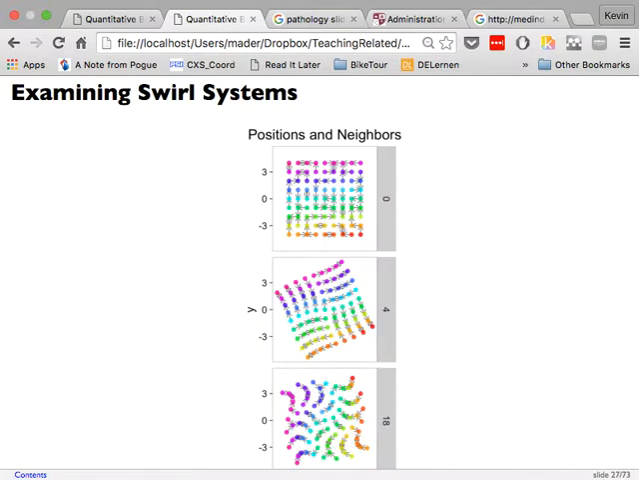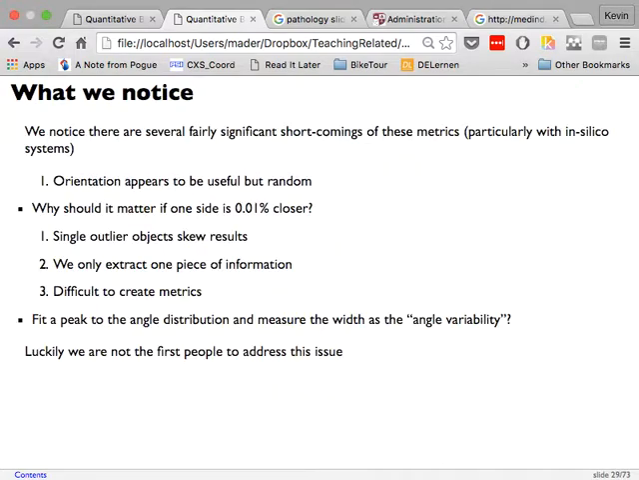But there's more diversity because you don't simply have this along your Cartesian coordinates, you have more possibilities of what the angles can be because the objects are shifted. And so what we notice with this system is that orientation seems like it could be useful, but it's pretty much random in most of the samples we've seen so far.